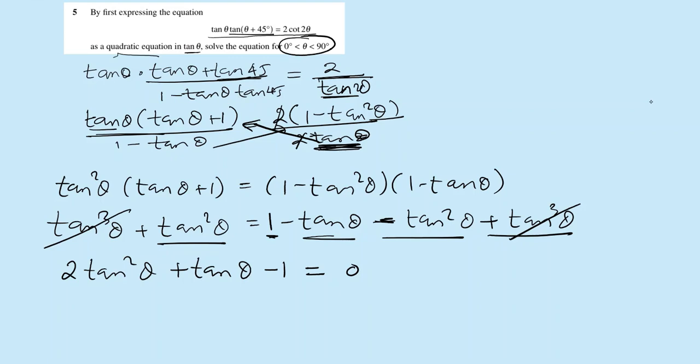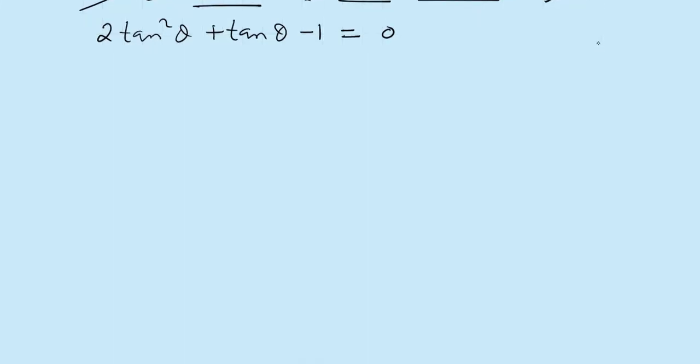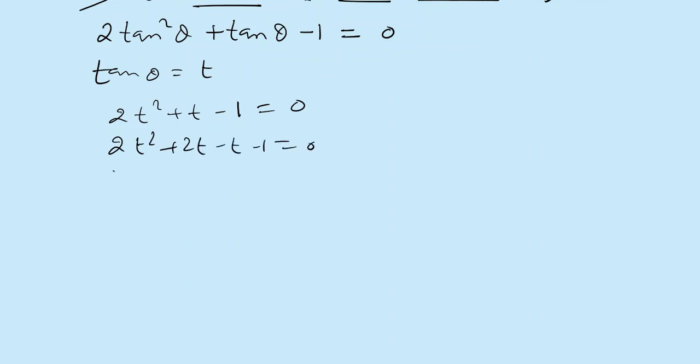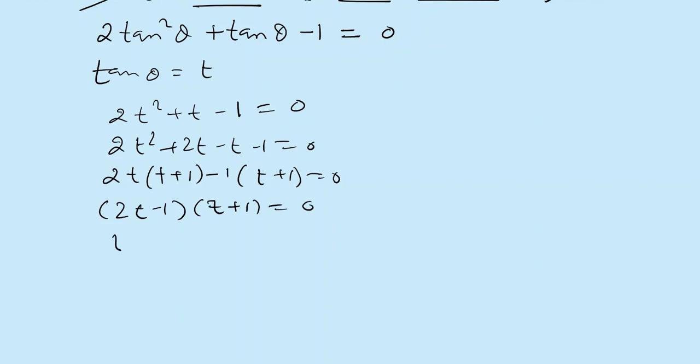Okay, so let's factor this and we'll get something out of it. So let's assume tan theta equal to t. So 2t square plus t minus 1 equal to 0. So we can write 2t square plus 2t minus t minus 1 equal to 0. 2t taken common, t plus 1, and minus 1 times t plus 1. So 2t minus 1, t plus 1 equal to 0. T is half through this.